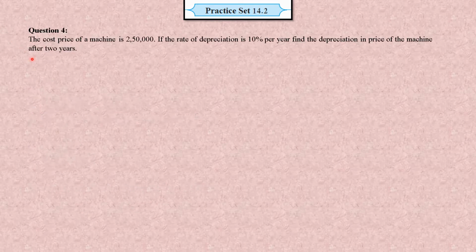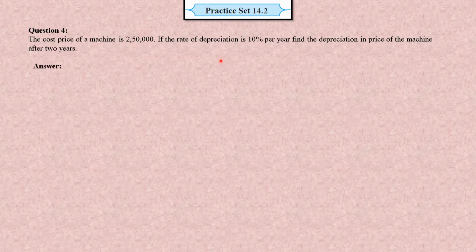Question 4. The cost price of a machine is 2,50,000. If the rate of depreciation is 10% per year, find the depreciation in price of the machine after 2 years. This question is an example of depreciation. So the machine, the original cost of the machine was 2,50,000 and after 2 years this machine was sold. So the selling price will be less than the original price of this machine, as it is mentioned depreciation of 10% per year.